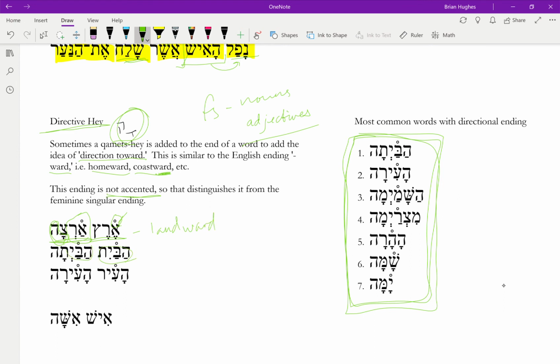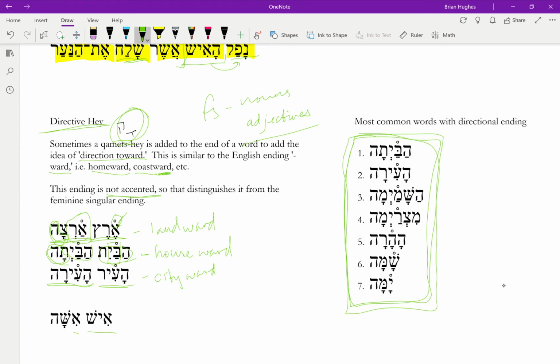Habayit, habayta, habayta. Again, this qamets he ending is not accented, so the accent stays on this syllable. This is a diphthong, so it's bayit, and that accent remains there. And this means like house-ward. In a modern English translation, they would just say to the house or something like that. So here we have ha'ir, the city. Ha'ira, which would mean city-ward or to the city.